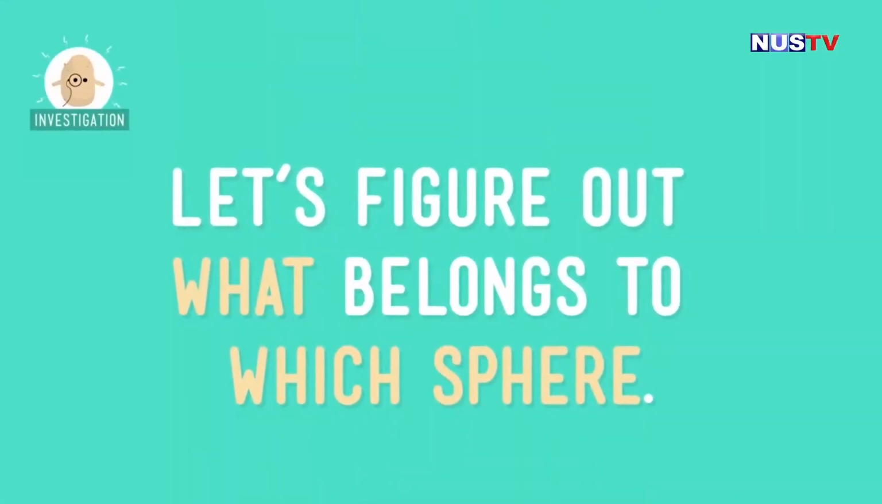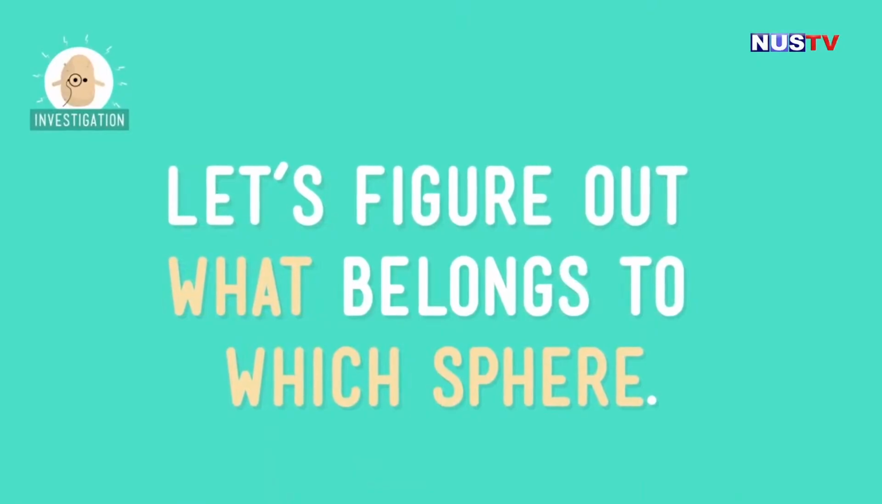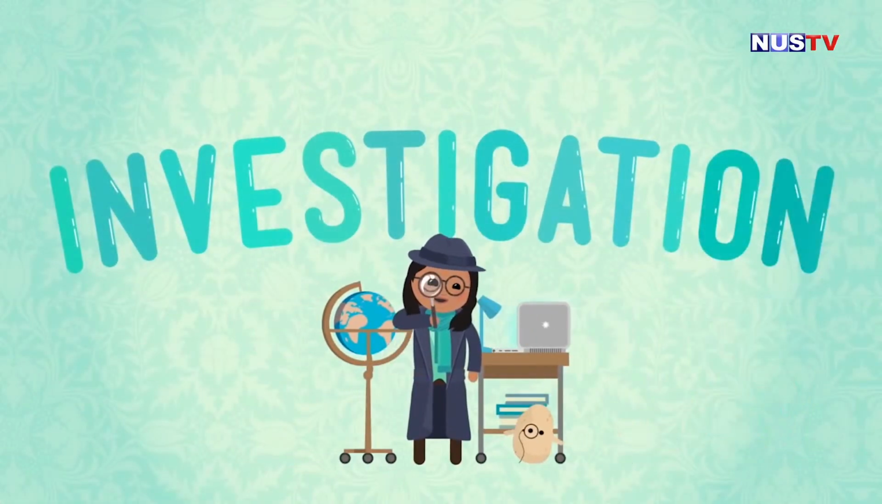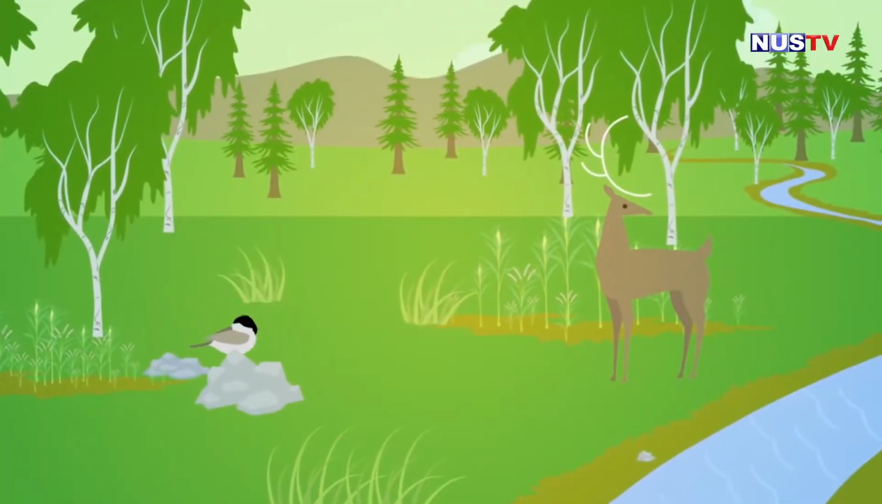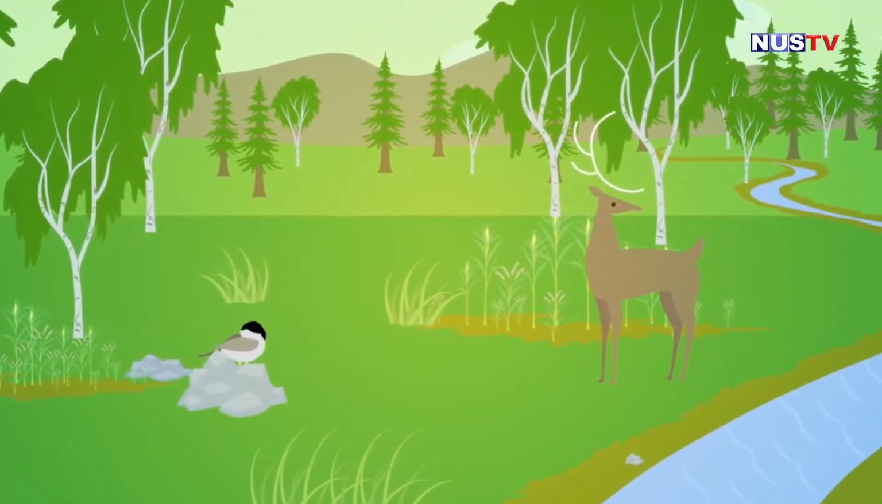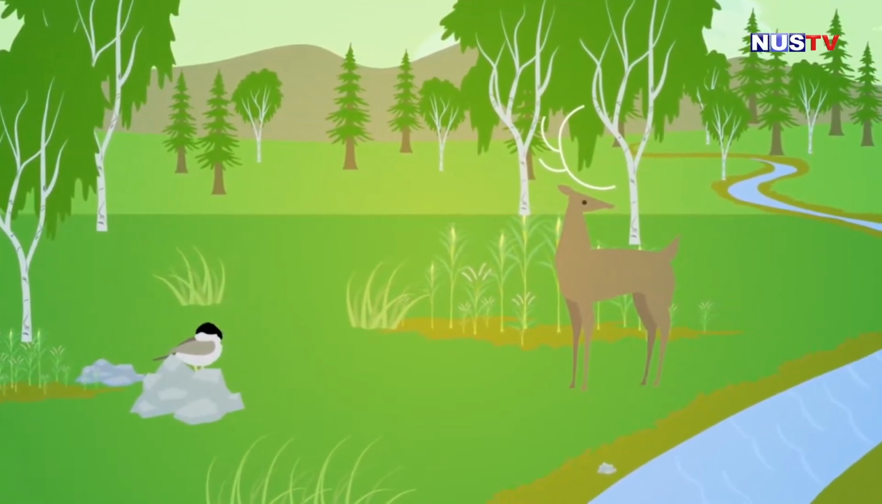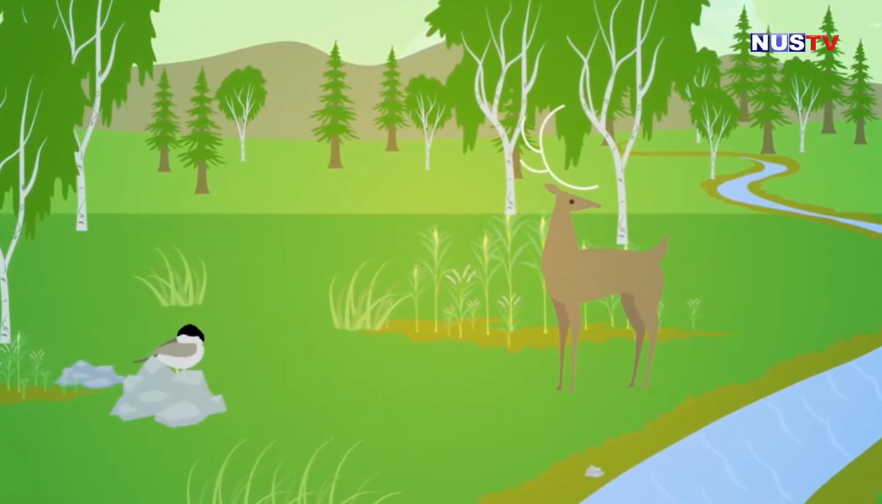Okay, now that we know what's in these 2 spheres, let's put them together and try to figure out what belongs to which sphere. Imagine a lovely forest meadow, a bird perched on a rock chirping away, a deer standing in the tall grass, a mountain standing tall in the background, and a stream flowing through the clearing. Ah, I can almost smell it. Almost everything in this scene is part of either the geosphere or the biosphere. Let's see if we can figure out which parts go into which sphere.